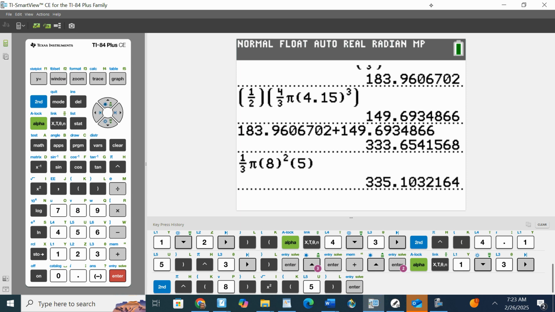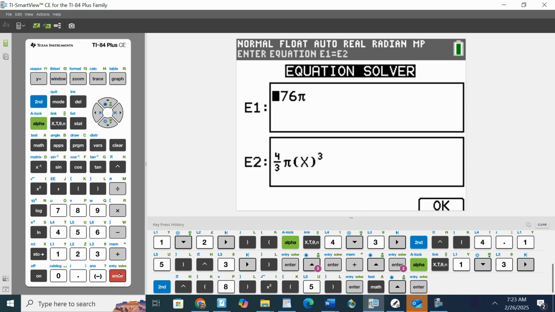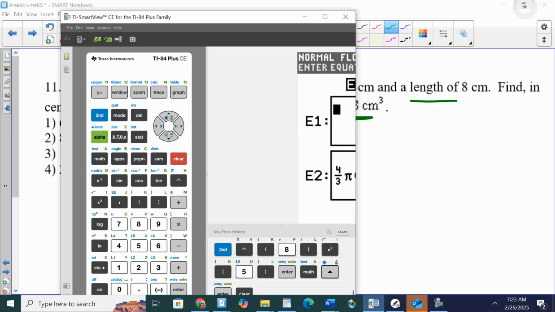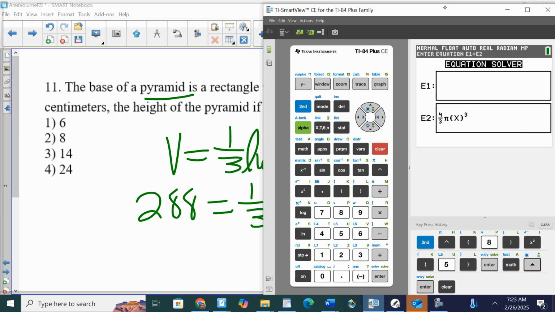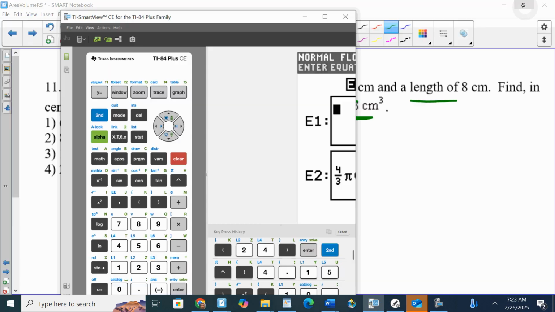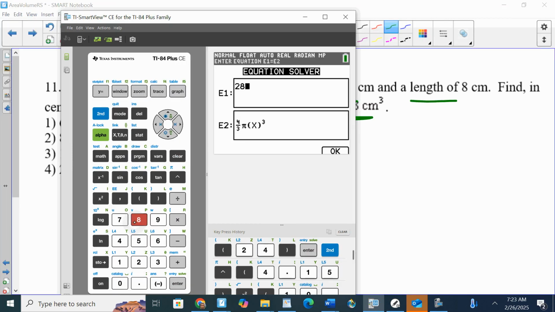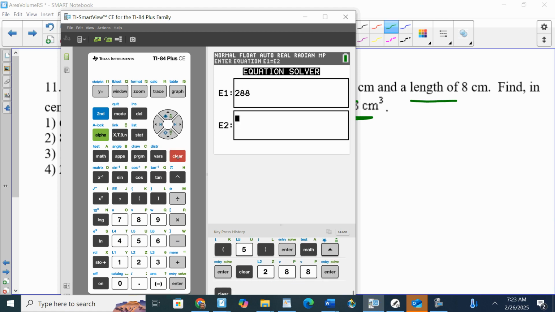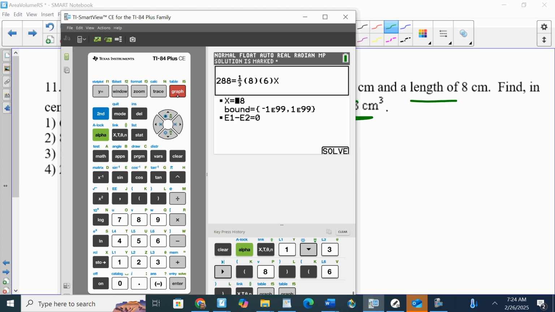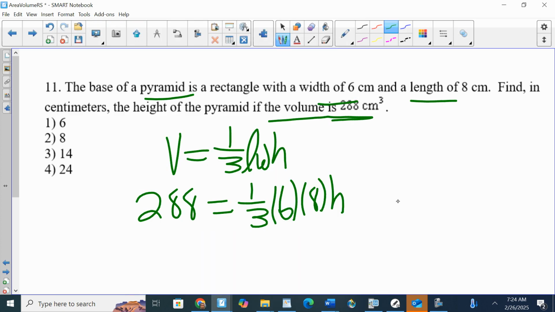Use the equation solver. Math up, enter, type the left-hand side in. 288. Type in the right-hand side, 1/3, 8 times 6 times x. Okay, solve, 18. There's a typo in this question. I believe I fixed it in your packet. 18.